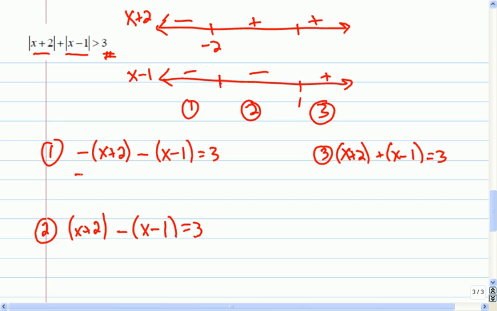So here I'm going to get negative 2x. Let's see here, minus 2 plus 1 will be minus 1. So I should get x equals negative 2 for the first.